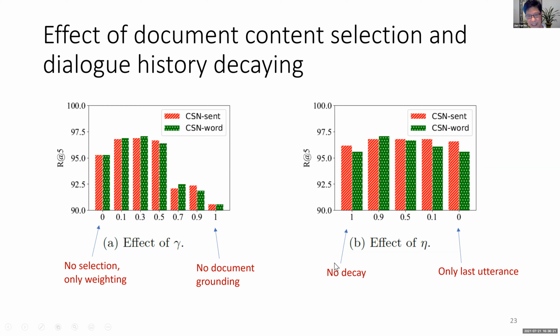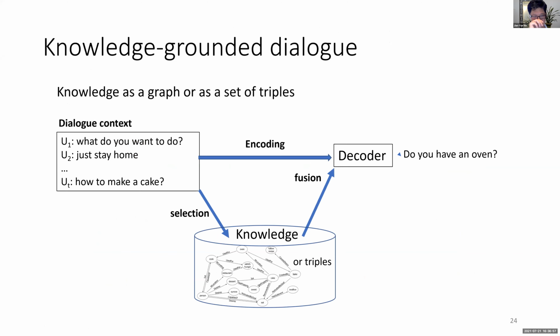And the second one is about the decaying factor, whether we don't use decay or we use a very sharp decay. Sharp decaying means that we only use the last utterance without the previous utterances. In both cases, we observe decreased performance compared to some decaying factor. And the best decaying factor we tested is 0.9. So those figures show the effect of the two elements that we incorporate into this approach.